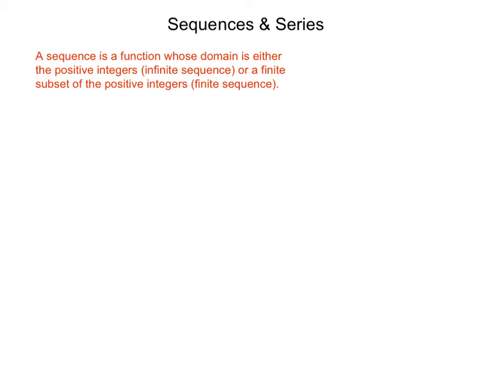So here's the formal definition of a sequence. It's best thought of as a function whose domain is either the entire set of positive integers, which will give us an infinite sequence, or a finite set of the positive integers, which gives us a finite sequence. And I'm pretty sure that doesn't make a lot of sense. So let's look at some examples and hopefully make sense of this.